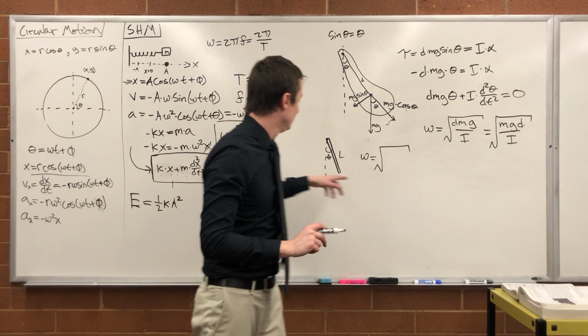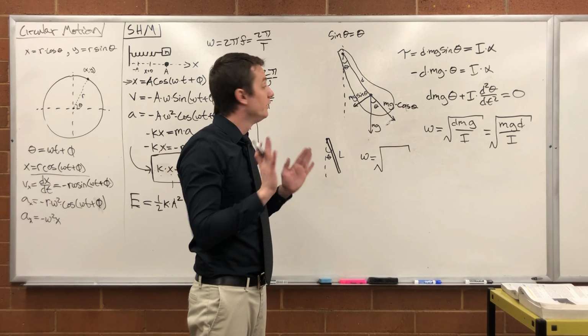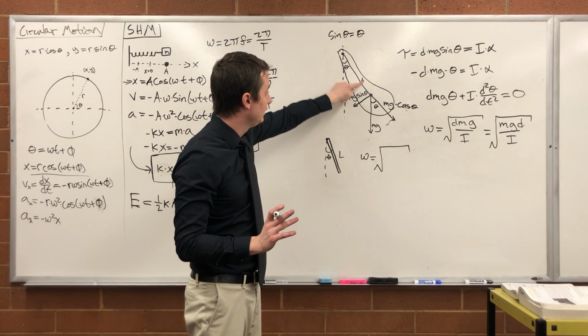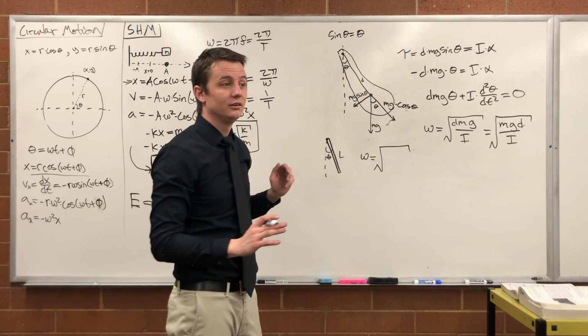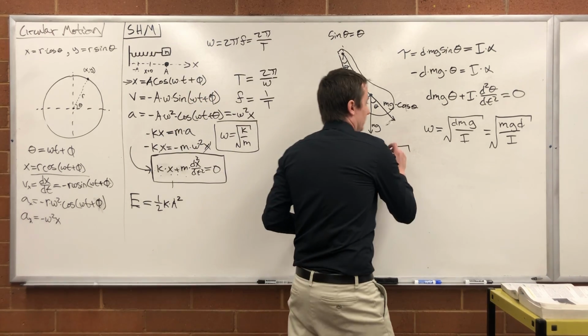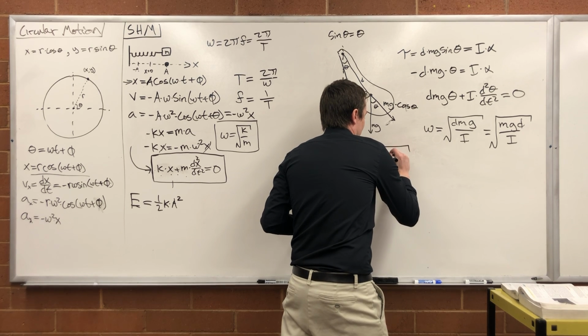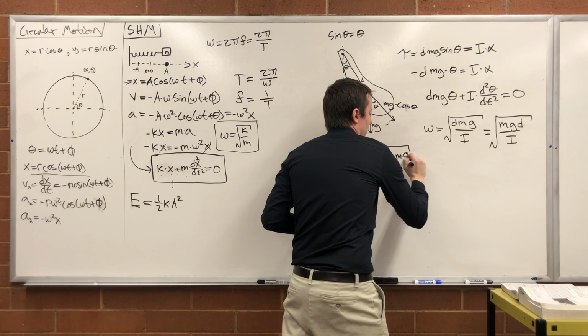D, what's D? Think very carefully. What was D here? Oh, the distance to the center of mass. So D is one half L. There you go. So D is L over 2. We have our mass. We have g.